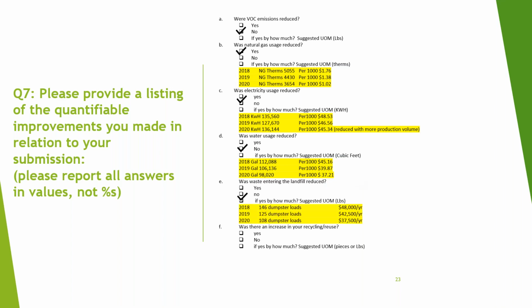They also reduced waste. Here you can see the dumpster loads have gone down for the last 3 years, and the cost. And they also increased their recycling and reuse of their corrugated. You can see the number of loads that have been recycled and reused. So a lot more quantifiable data in this submission than the last one.